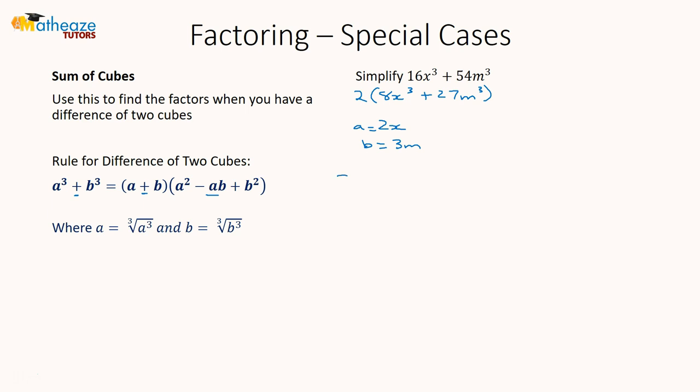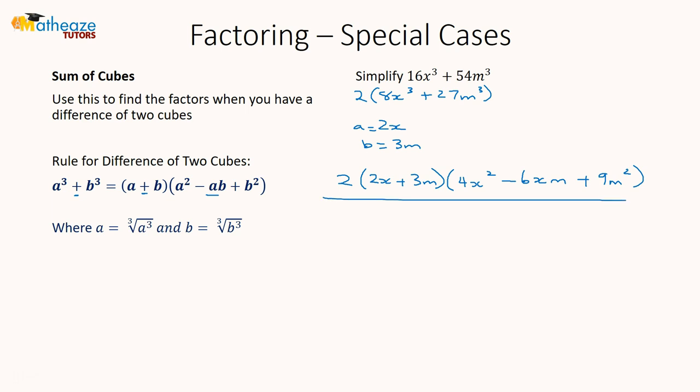So now we are going to rewrite that. a plus b, so 2x plus 3m, and then we have a squared is going to be 4x squared and then minus 6xm plus 9m squared. So that's the solution to that.